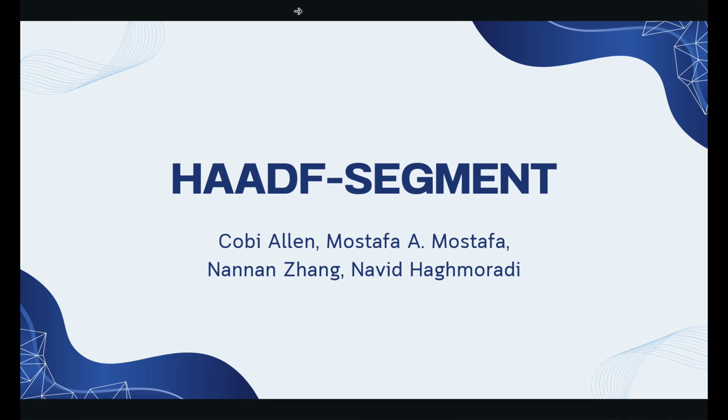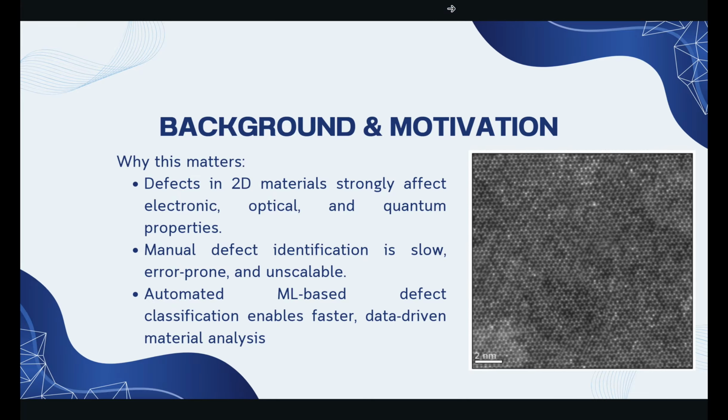Introducing HAADF-Segment, a hackathon project for the automated analysis of atomic scale electron microscope images. 2D materials are strongly affected by defects in their crystal structure. Luckily, we can image these materials at an atomic scale, but manual defect identification is slow, error-prone, and unscalable. Therefore, an automated machine learning-based defect classification pipeline would enable faster data-driven material analysis.